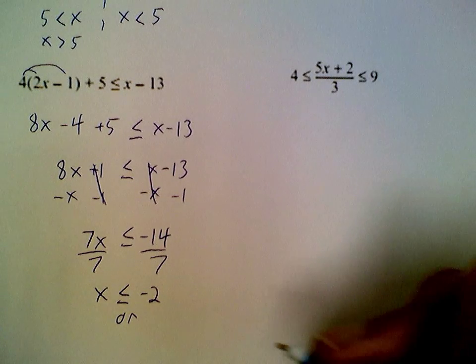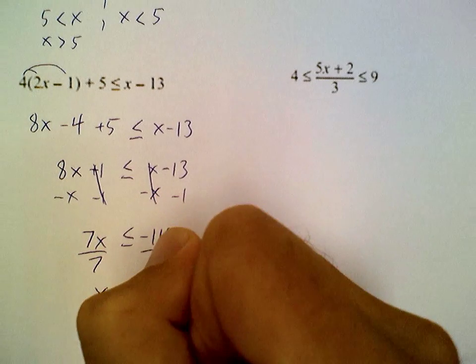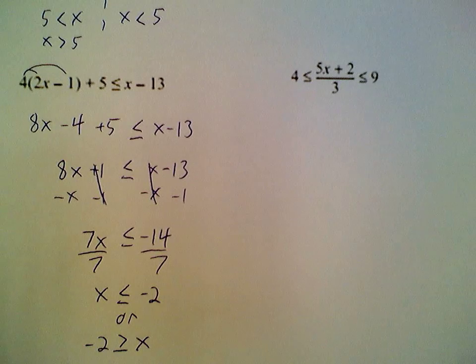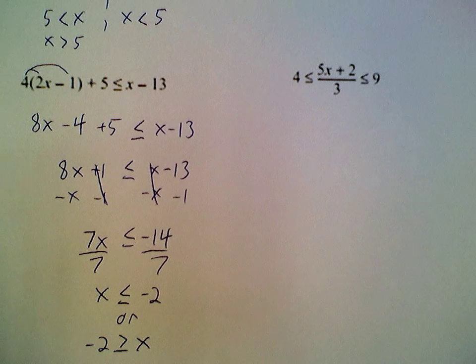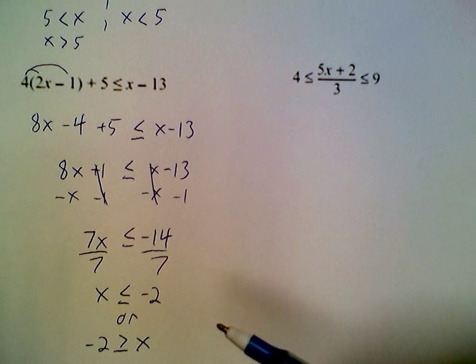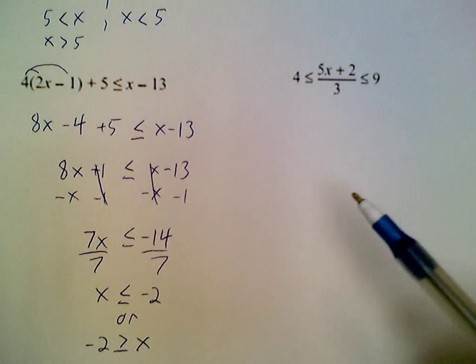Once again, there's more than one correct answer. Instead of x is less than or equal to negative 2, you could have written negative 2 is greater than or equal to x, and that's the same thing. So either one of these would be fine. Okay, so now let's look at this one over here.